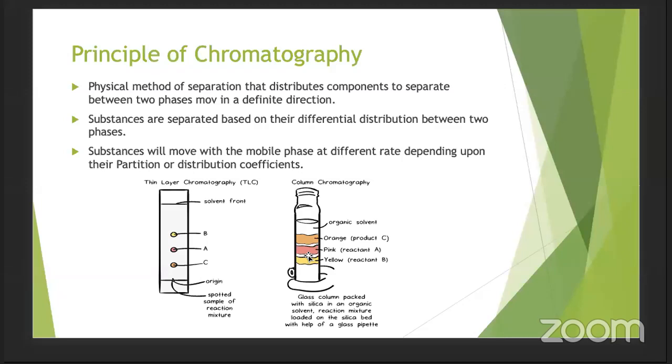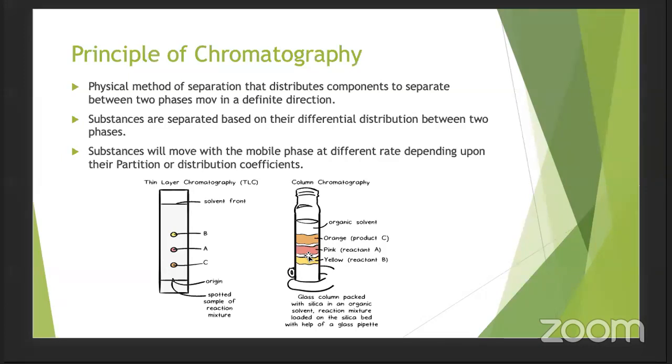The second is partition chromatography. What happens in partition chromatography is that the separation is on the basis of sample partition due to its solubility in the liquid or mobile phase. Depending upon how soluble the solute or the component is in the mobile phase, this chromatography works.